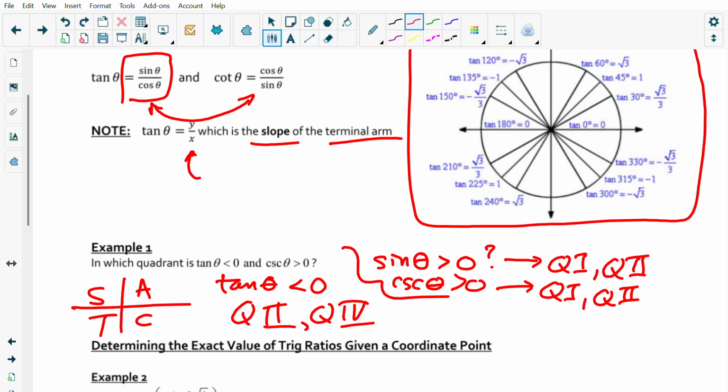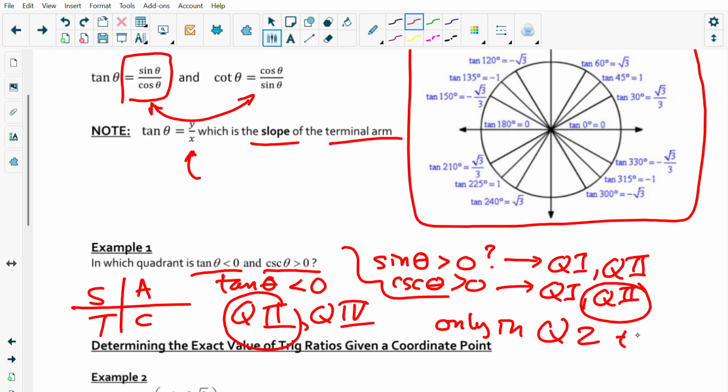Okay, so where do they match? Where is tangent of theta less than 0 and cosecant of theta greater than 0? Well, only in quadrant 2. So only in quadrant 2, where tangent of theta is less than 0 and cosecant of theta is greater than 0.